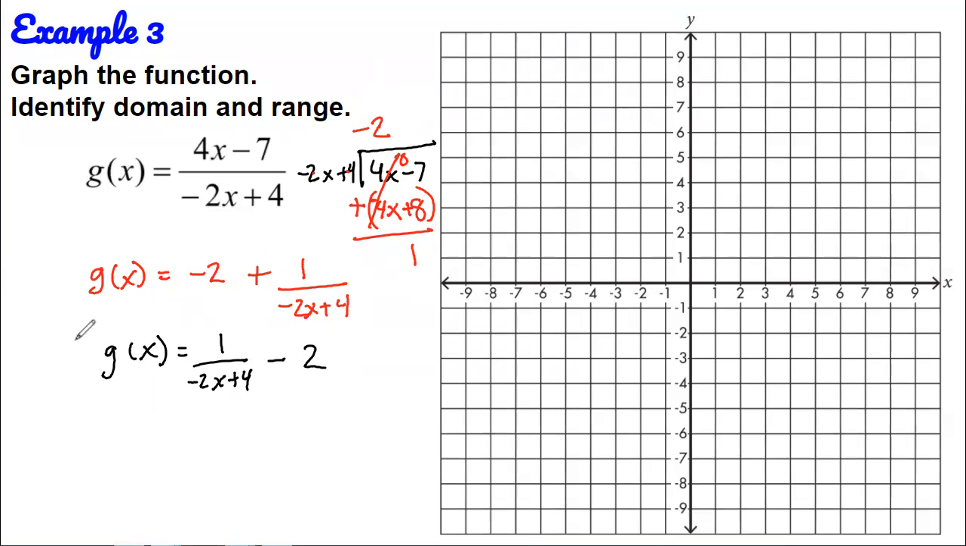Now can we identify our horizontal and vertical asymptotes? Yes. No, my whole number goes first.